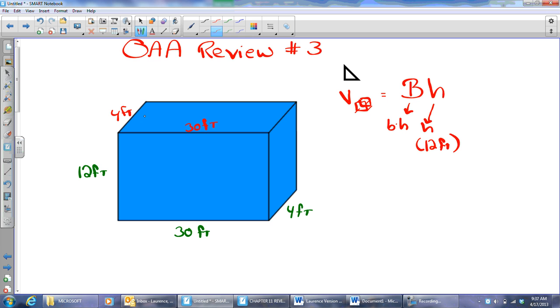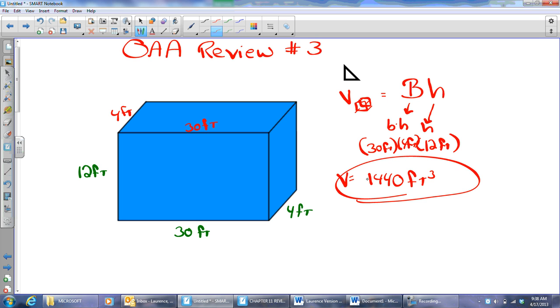And so it doesn't matter which one you call the base and which one you call the height of that rectangle. And so you can do 30 feet times 4 feet. And so I'm going to do 3 times 4 is 12, and 12 times 12 is gross, 144. But it was really 30 times 4, so it'll be 1,440. And feet times feet times feet is going to be feet cubed. And so there is the volume of my prism.